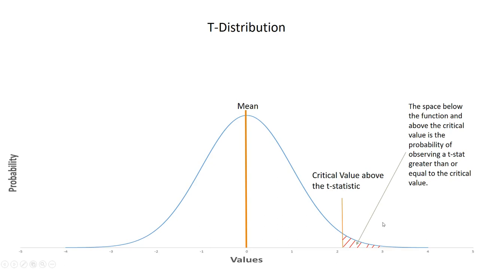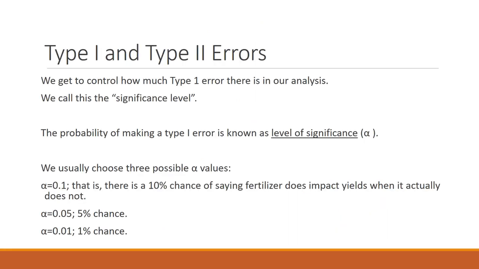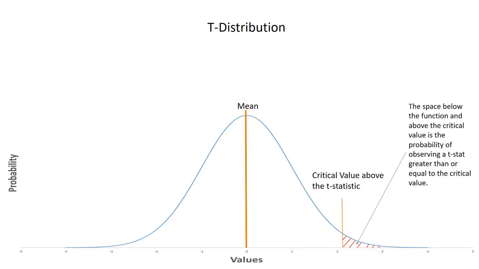The space below the function and above the critical value, shaded partially here in red, is the probability of observing a t-statistic greater than or equal to the critical value. The space underneath the distribution above the critical value is the probability of observing a t-statistic greater than or equal to the critical value. All right. Now, let's keep going.